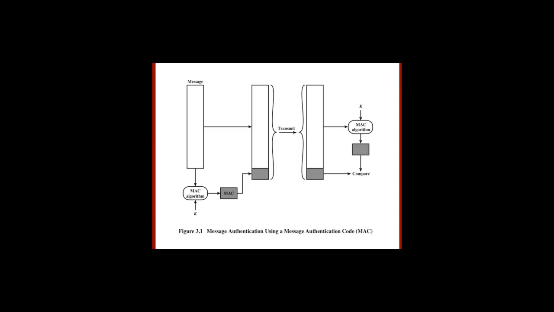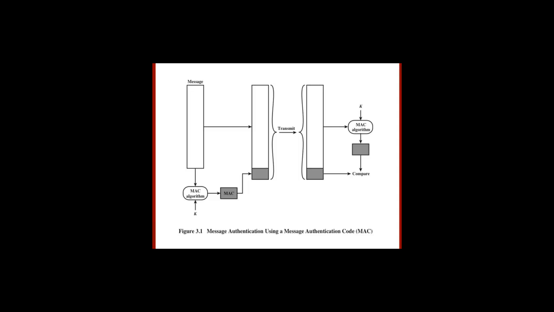This technique assumes that the two communicating parties, for example you and your friend, share a secret key. When you need to send a message to your friend, a calculation is performed, which is a function of the key and the message. The message plus the code are transmitted to the intended recipient, your friend. When your friend receives the message and the code, they can perform the same calculation on the received message using the same secret key. They'll generate their own message authentication code, and then they compare the one they generated with the one you sent them.